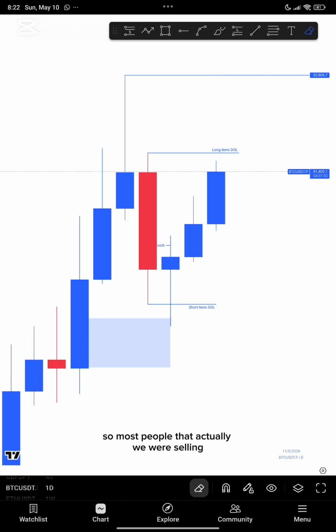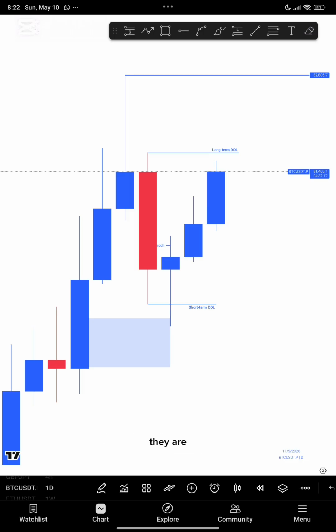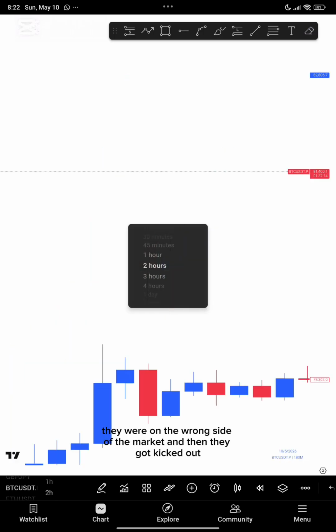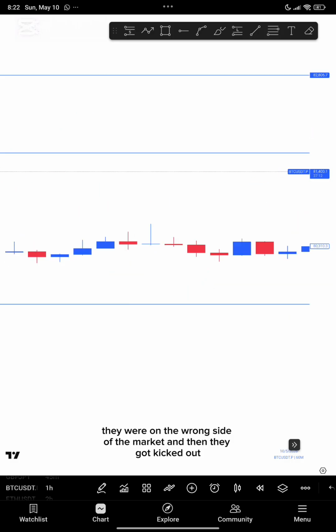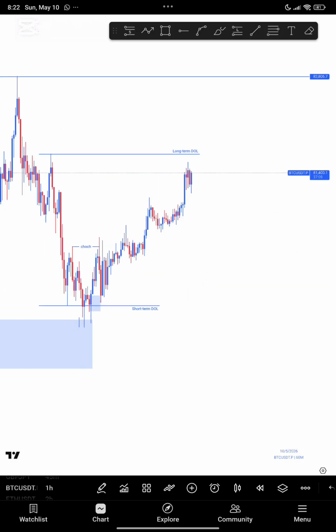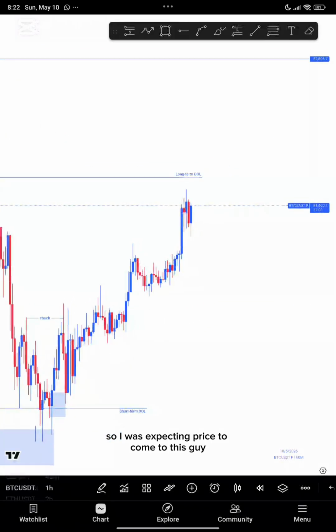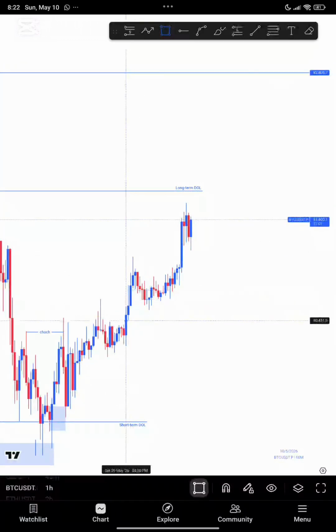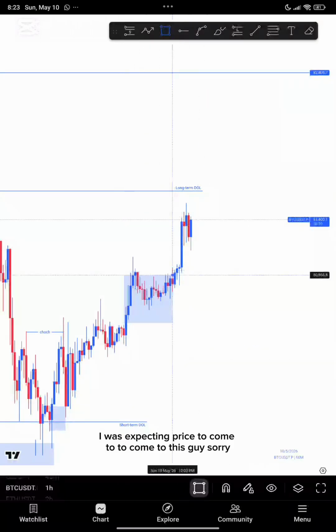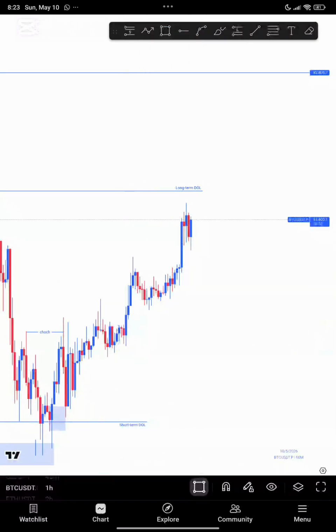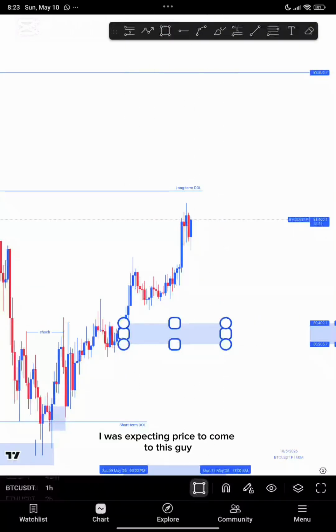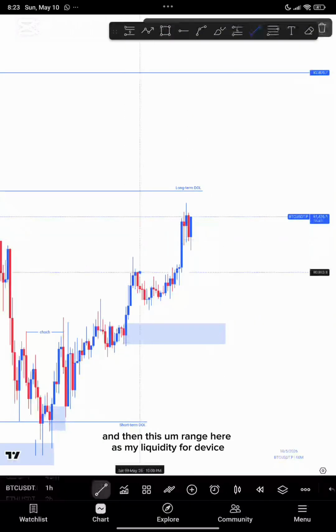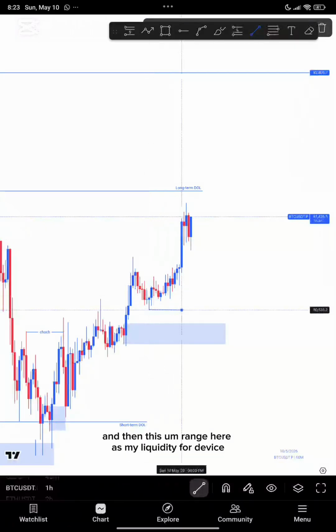So most people that were actually selling were on the wrong side of the market, and then they got kicked out. So I was expecting price to come to this guy, and then this range here as my liquidity for the buys. But it seems price ignores that zone.